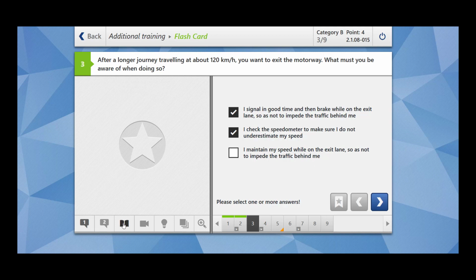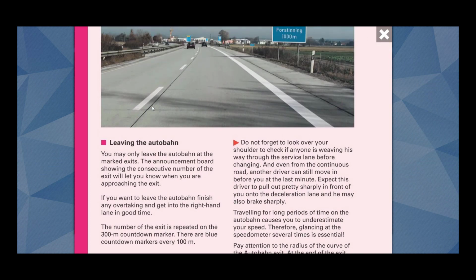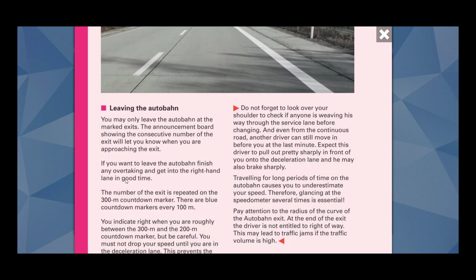Let me check if I can show you the explanation in the ebook. This is all about leaving the autobahn. On the autobahn, the important thing is, if you want to leave the autobahn, finish any overtaking. You should not be overtaking if you want to leave the autobahn and get into the right-hand lane in good time. This is clear, right? This makes sense: whenever you want to leave the autobahn, you should not do any overtaking. And if you are overtaking, finish it and be in the right-hand lane.